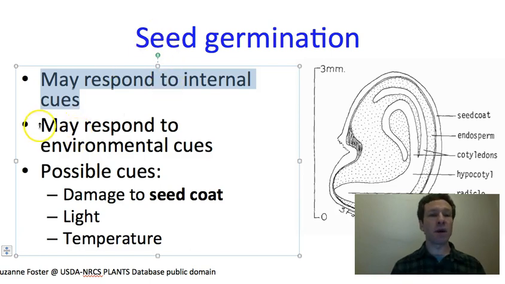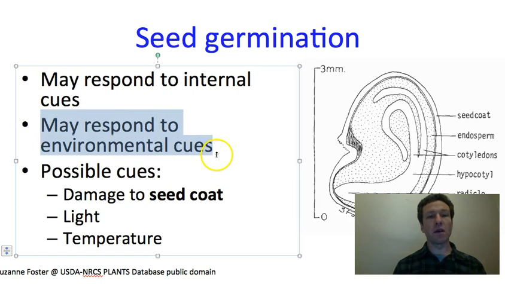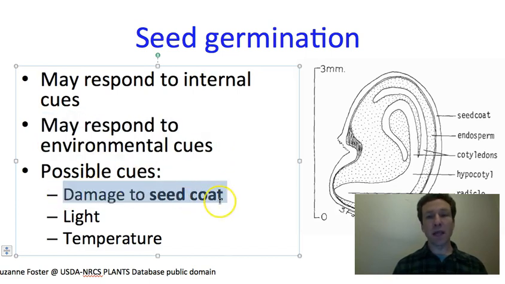Seeds can also respond to environmental cues, and there are several possible cues. One is damage to the seed coat, and we'll talk about why that could be useful for a seed to know in a minute. Additionally, seeds can respond to light, and they can respond to temperature.